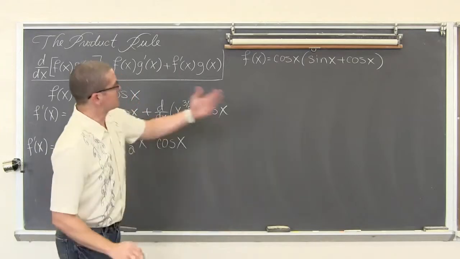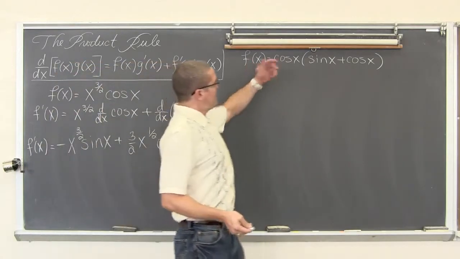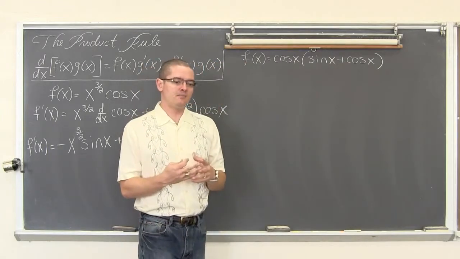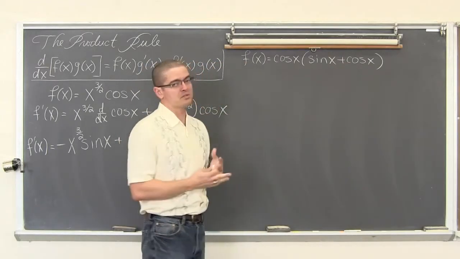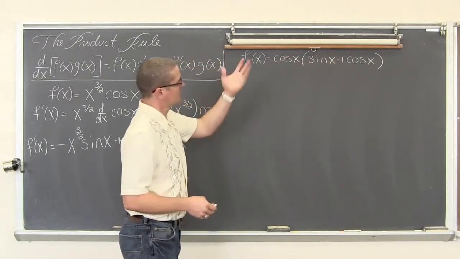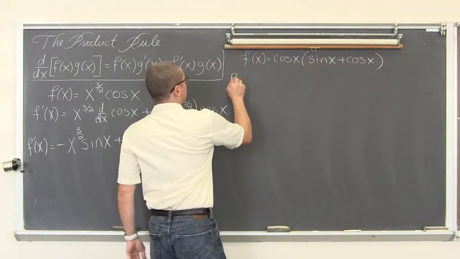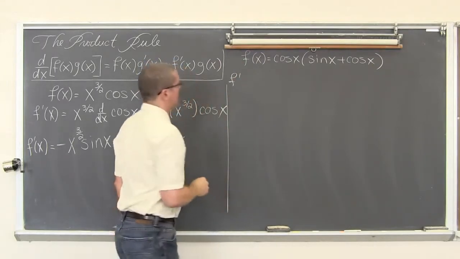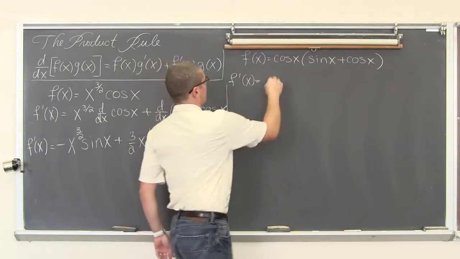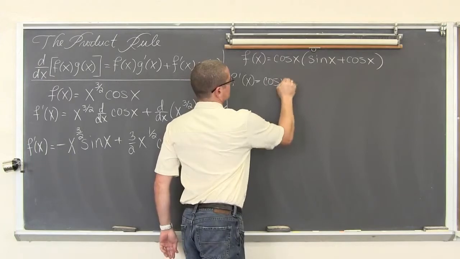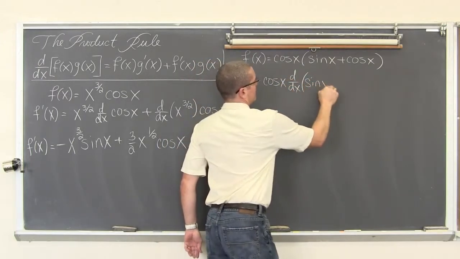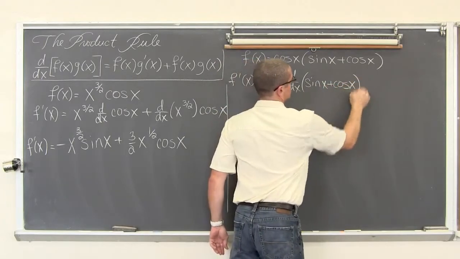Now, moving on to this example over here. Again, inside this second factor we have 2 terms, so we're going to be doing the sum rule and the product rule at the same time, but it is the cosine times this second factor. So f prime of x is equal to the cosine of x times the derivative with respect to x of sine x plus cosine x.